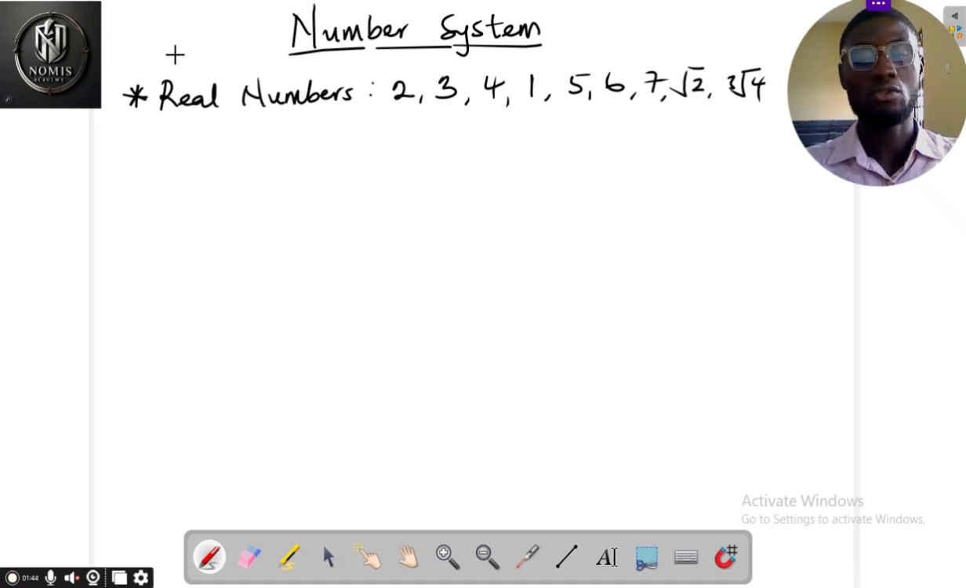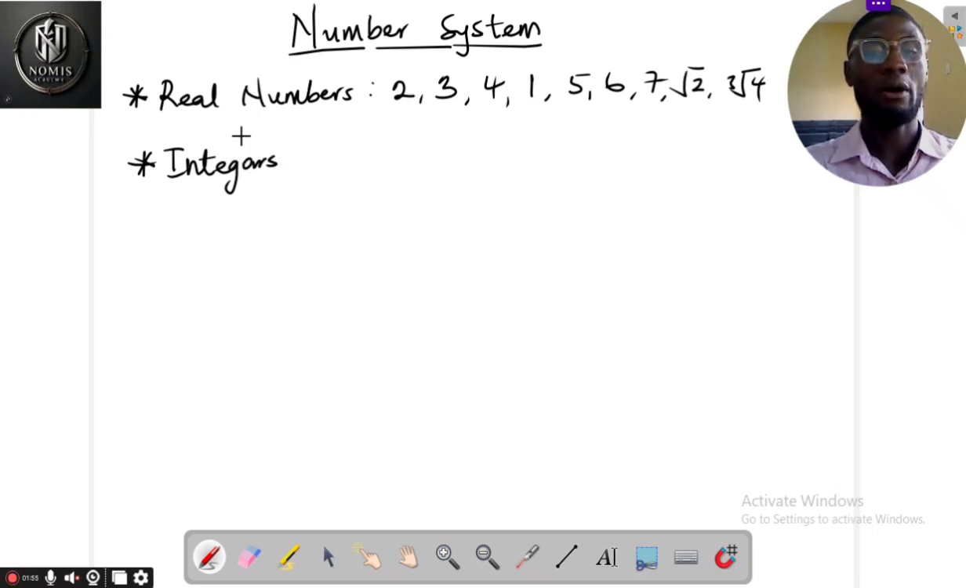So let's also talk about integers. So what are integers? Integers are negative and positive numbers, or let's say negative and positive whole numbers, whatever you want to call it. They are just positive and negative of whole numbers.